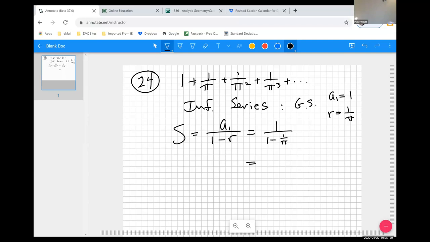So this is equal to, well, I guess we would just leave it that way. There's the exact value. Let's at least make the fraction simpler by rationalizing the little baby fraction there. We would do that by multiplying by pi in the top and the bottom so that we don't have a complex fraction with fractions in the top and the bottom. And so we would have pi over pi minus one. And can't really simplify that any better than that. So you're done. Questions about number 24 from the exercise set for 8.3?